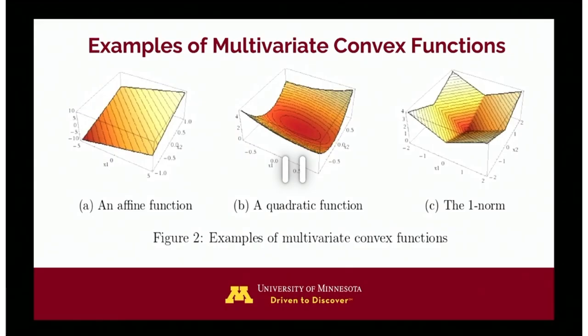Now, I just want to show you examples of multivariate convex functions. This is an affine, this is quadratic, and this is the one norm. Okay? Just trying to show you the picture, the image.